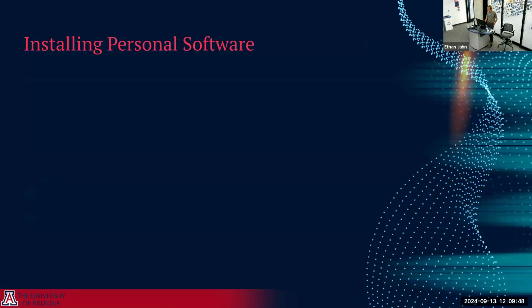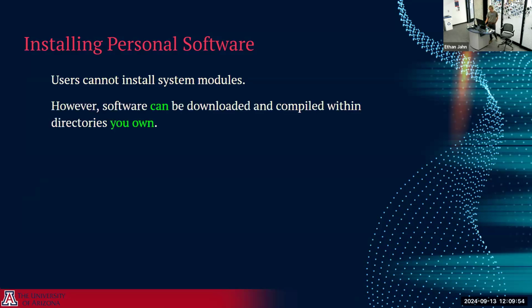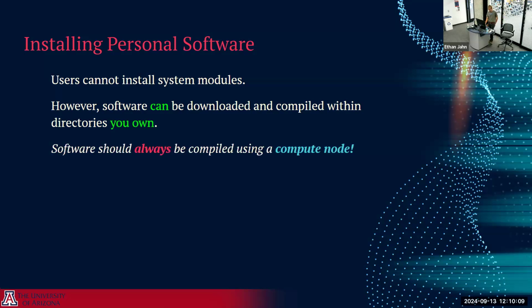Installing personal software, we're getting very close to the end here, so thank you for bearing with me. So users cannot install system modules. You can download and install software in the directories that you own. So we talked about previously how you have your home directory, groups directories, your X disk directories. Software can be installed to those locations. If you do intend to compile software, that should be done on a compute node.